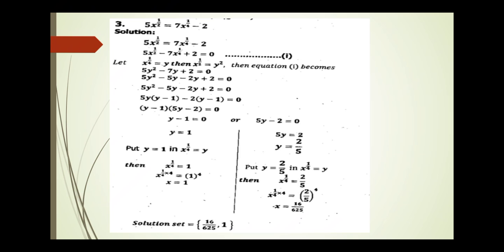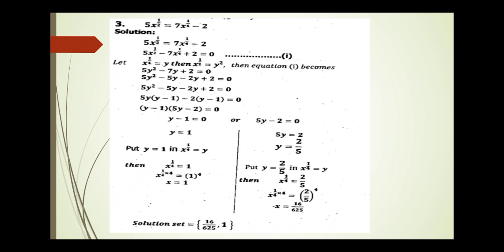Now putting the values of both exponents in the equation, we get this equation. Now we can solve it very easily. It becomes a quadratic equation. You can use any method to solve it. After solving it, we get the two answers of y: y is equal to 1 and y is equal to 2/5.